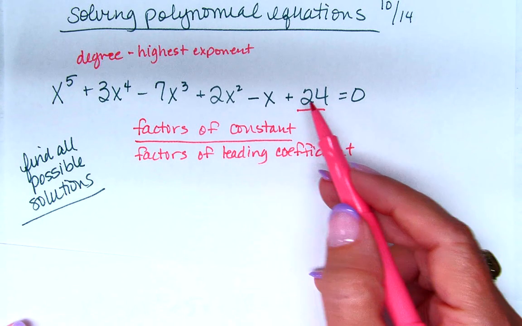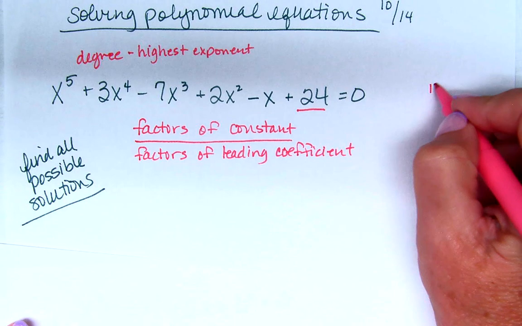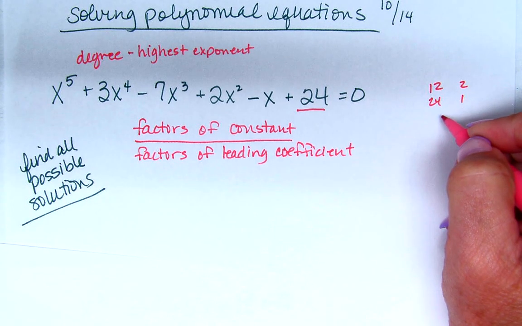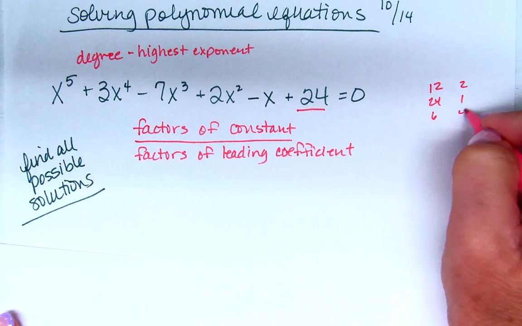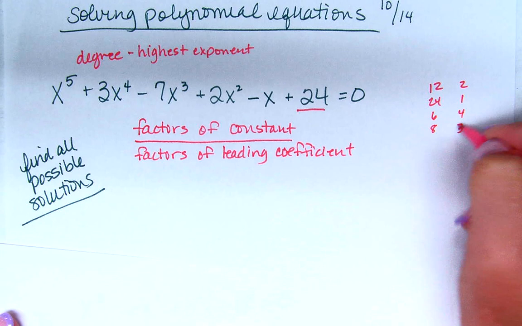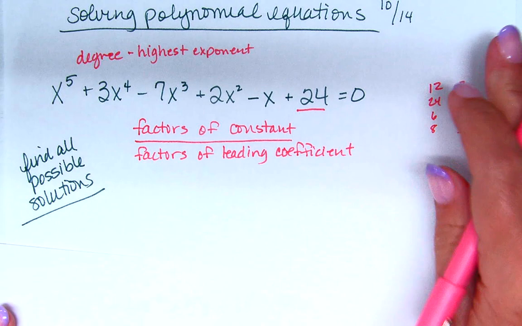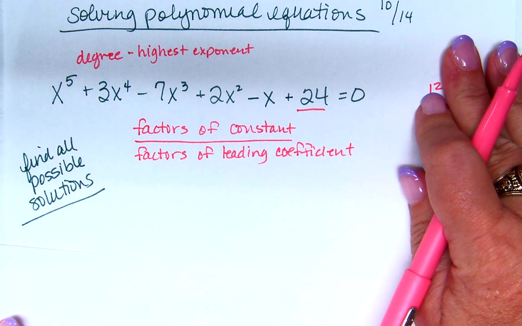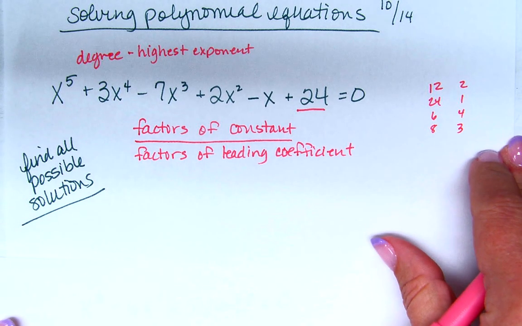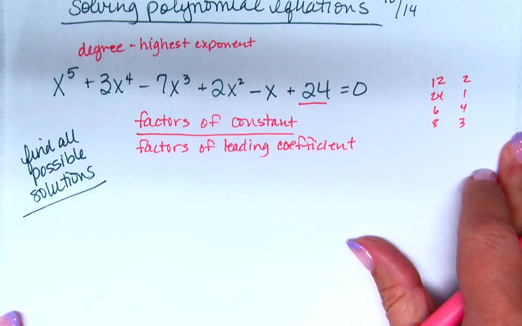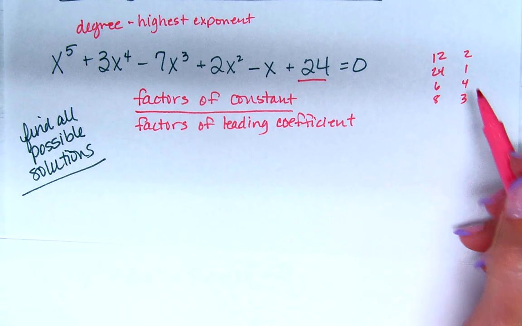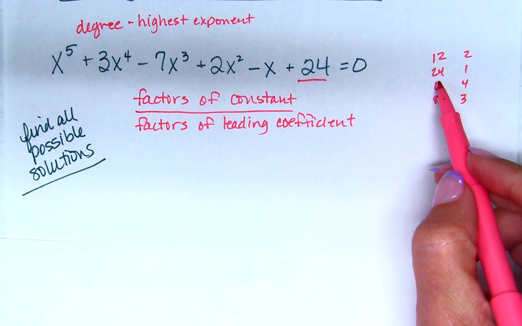12 and 2, 24 and 1, 6 and 4? Is that it? 8 and 3. So that's my work. That's not my actual answer yet. That's just me scribbling down some stuff because I was writing down what you guys said. I want it to be a little bit more organized than that. And I also need you to think about this.